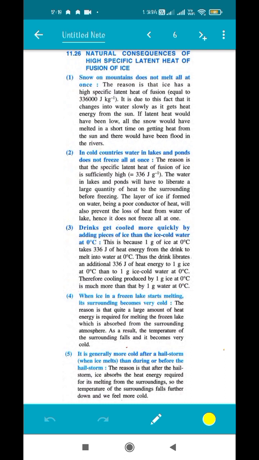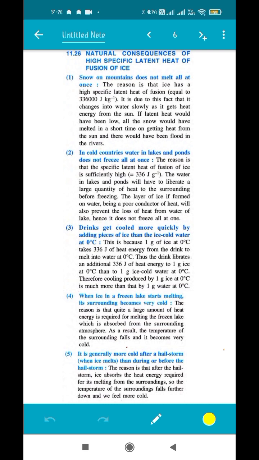So in the cold countries, what happens? All the water bodies do not freeze at once, because in order to freeze, the water has to release a huge amount of energy, a huge amount of heat. But that cannot be done so quickly. So it takes a little time to freeze all the water bodies.